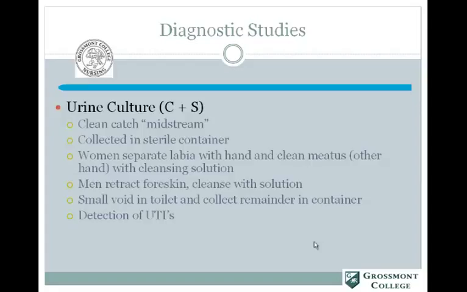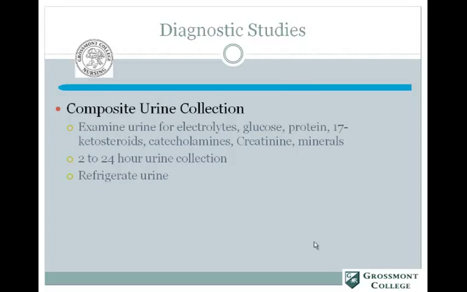And they're going to use this to detect UTIs. The culture and sensitivity means they're going to do a culture of it and find out what kind of bugs are growing in there, what kind of bacteria you have, and then the sensitivity determines what kind of antibiotics it's going to be sensitive to, so they know how to treat it.